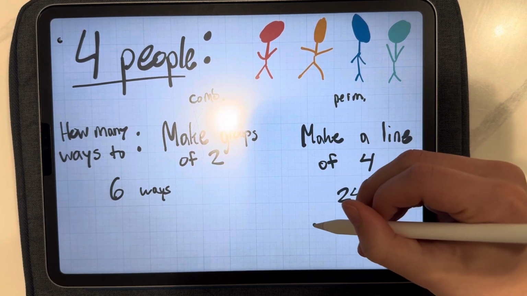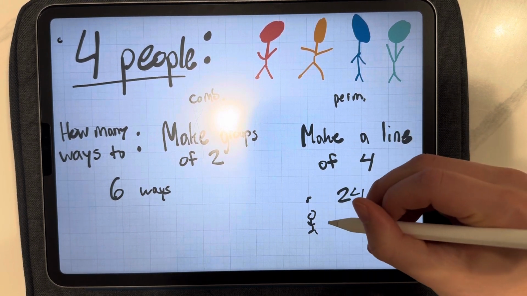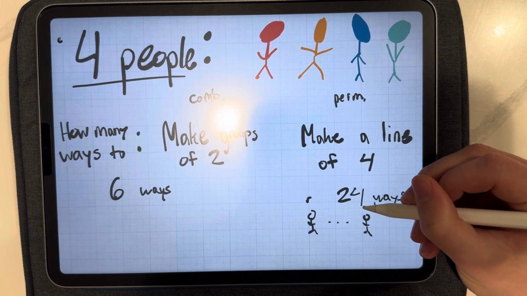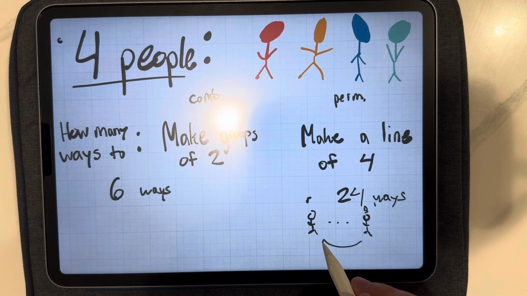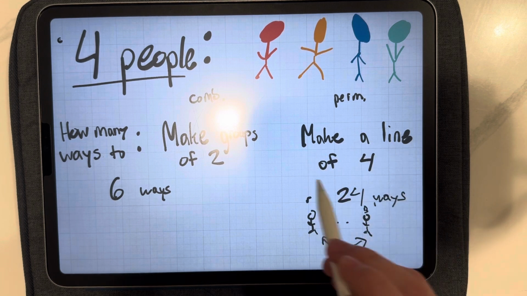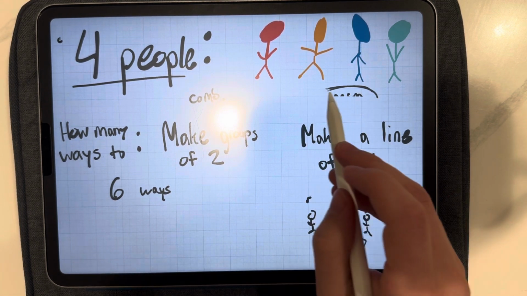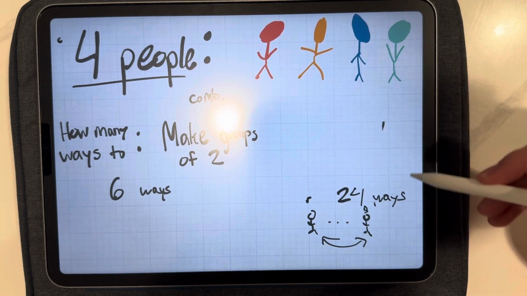And this is because if this was the red person, and you had the 2 people in the middle, and then this is the blue person, it would be a different order if they were flip-flopped. And so we count them as different ways. And that's why the number of ways for this question, otherwise known as the permutations, is much bigger than the combinations, because for the combinations we get rid of all the ones that repeat.